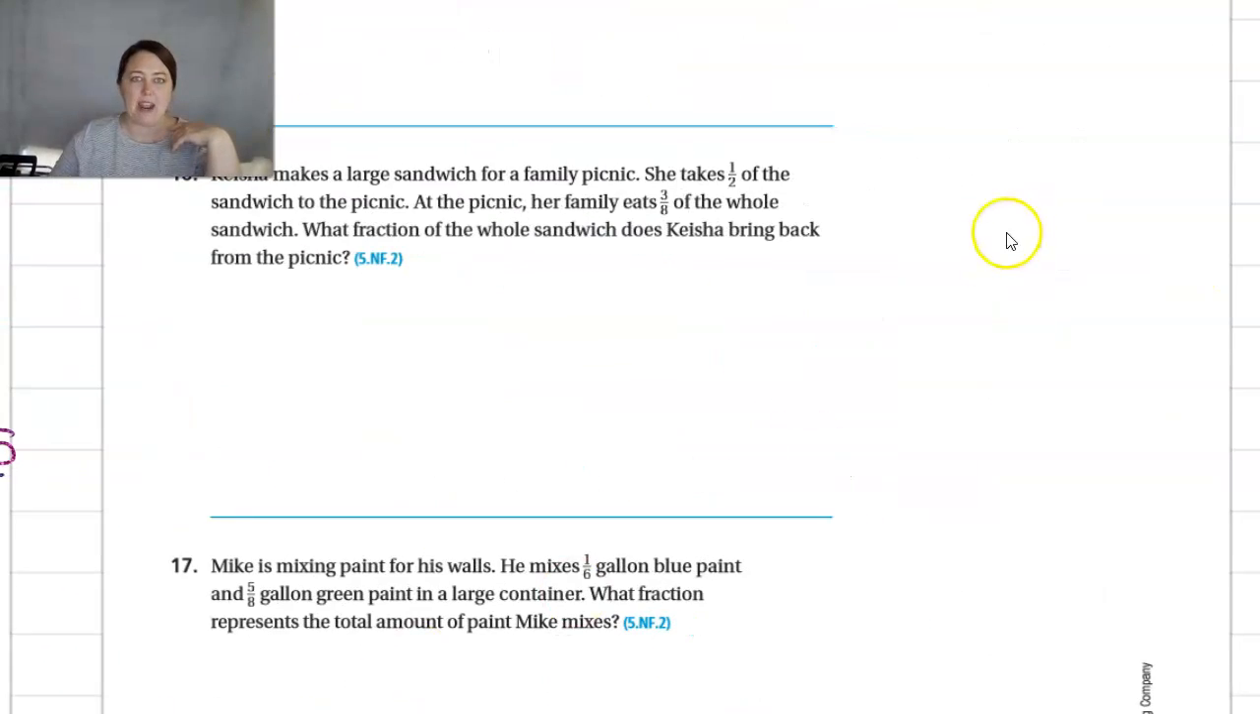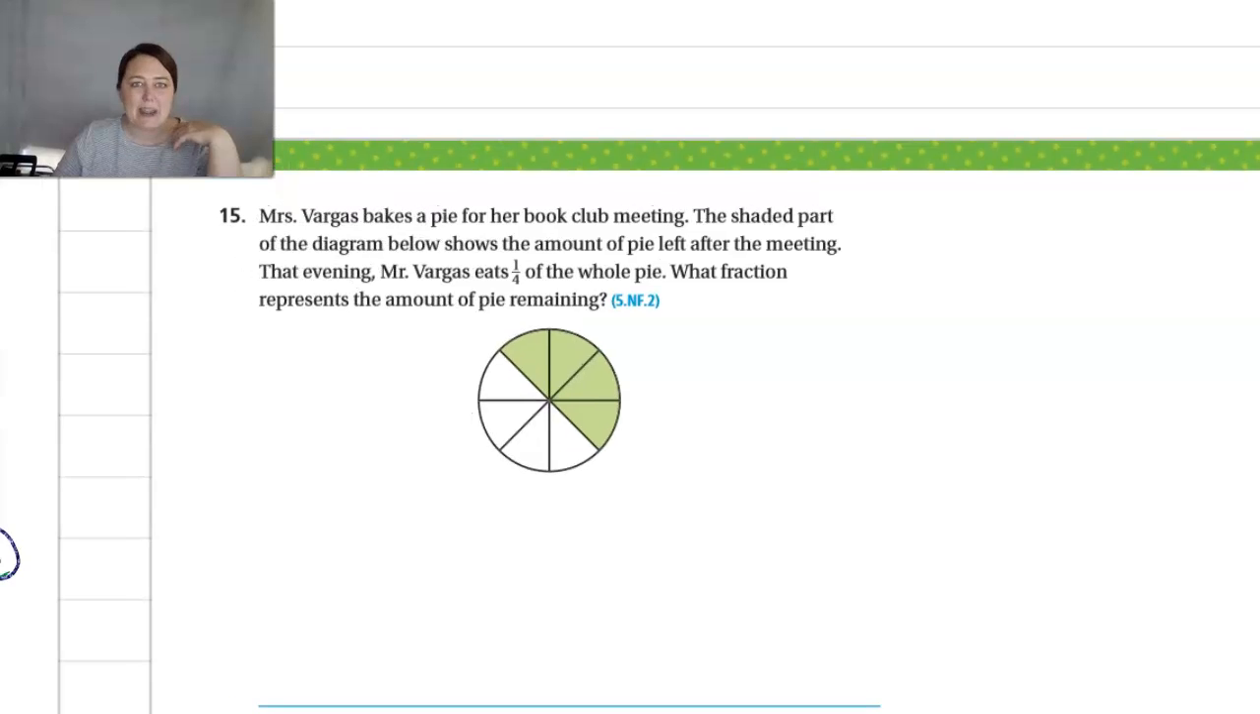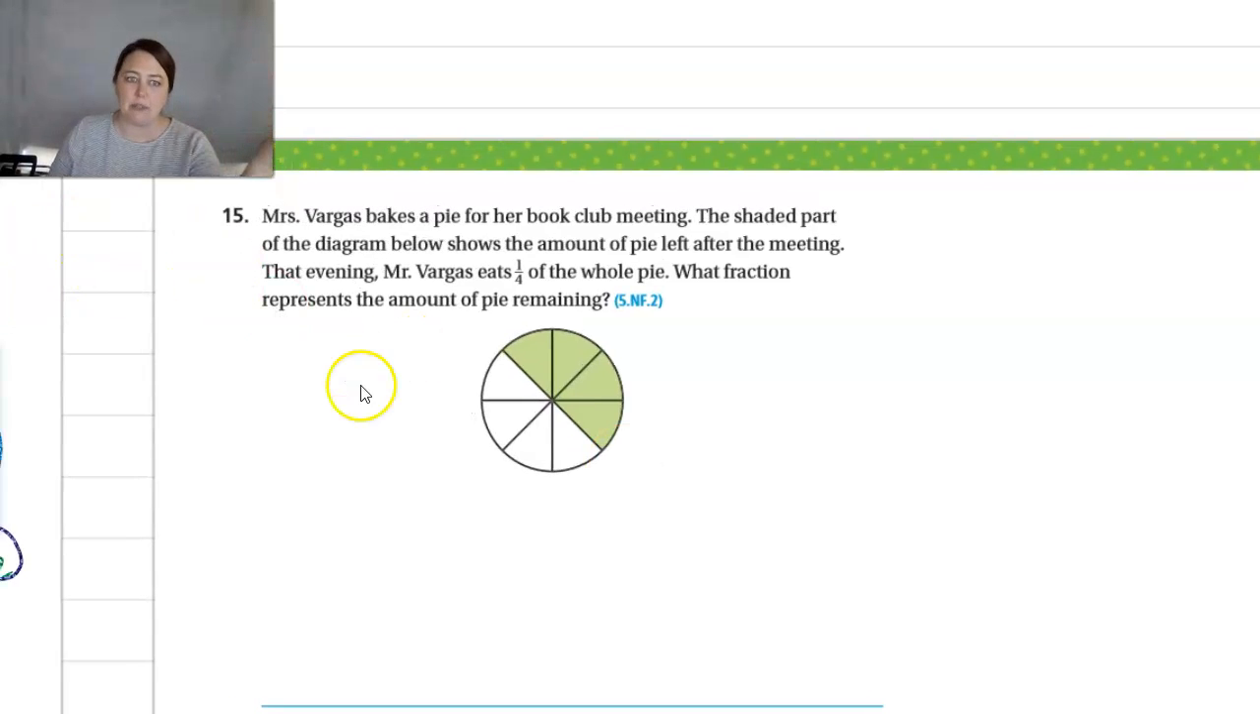All right, that's our first page. These next pages are going to be very similar. It's just asking you to do the same thing, but in a word problem to try and confuse you. Sometimes it works. Don't let them confuse you.